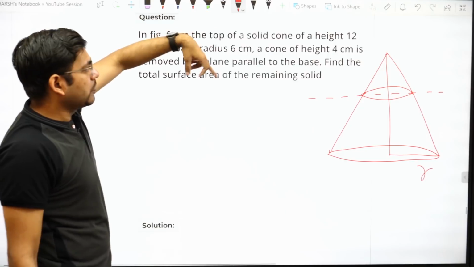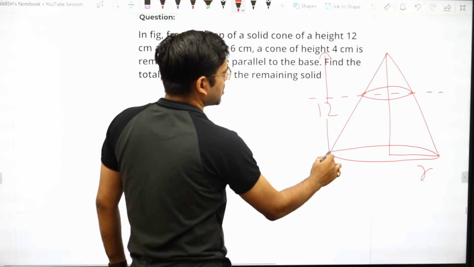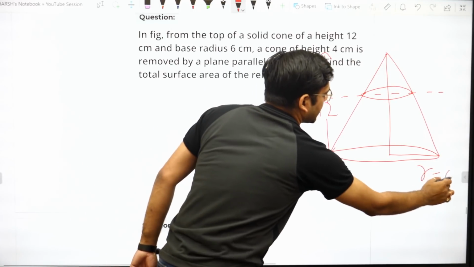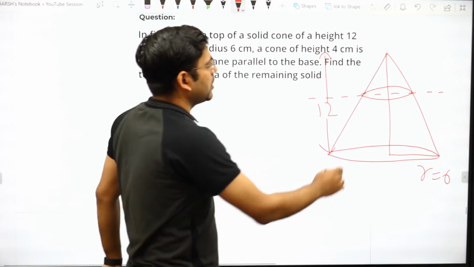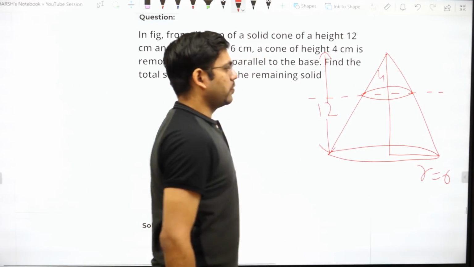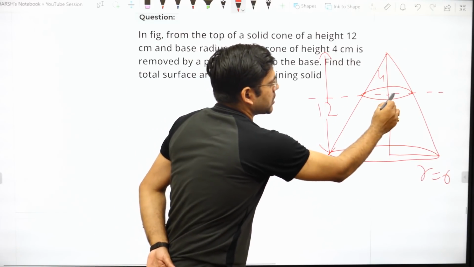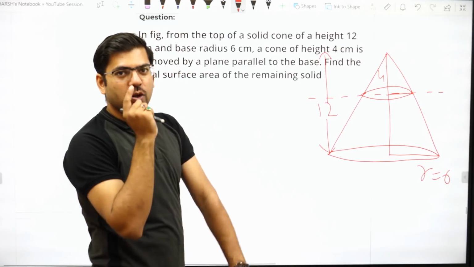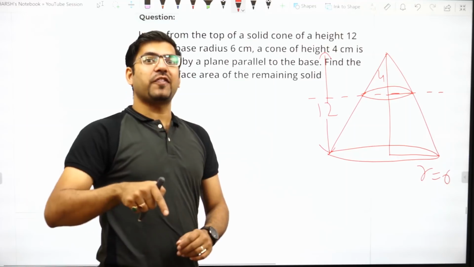Now height of the total cone is 12. This is completely 12. Base radius 6 centimeters, so this is 6. A cone of height 4 centimeter is removed. This 4 centimeter is removed, isn't it? Now let me tell you how you will get the radius of this portion. That is again very easy, because I guess in the previous session also I have said one question like this, where similarity of triangles is used.